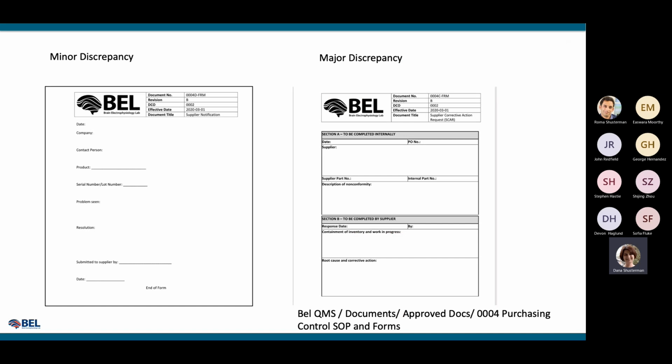So if there is a problem with the supplied material, the supplier must be informed. If the discrepancy is minor, we should send supplier notification notice. If the discrepancy is major, we should send SCAR, Supplier Corrective Action Request.